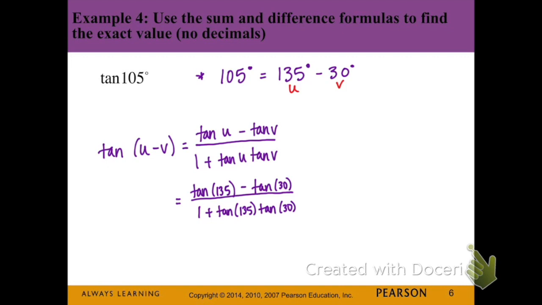All right, thinking back to our unit circle, tangent is always y divided by x. So be really careful. You may have to do some work out to the side to figure out what tangent of 135 is and what tangent of 30 is.